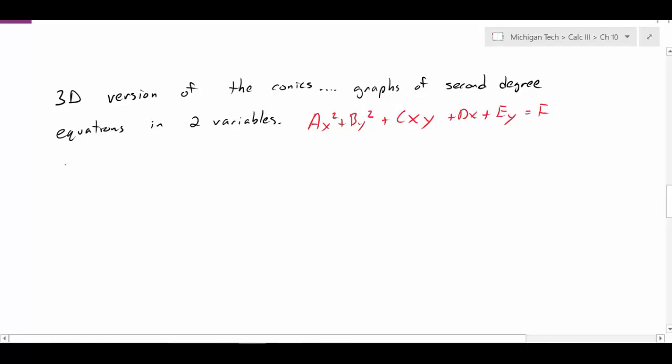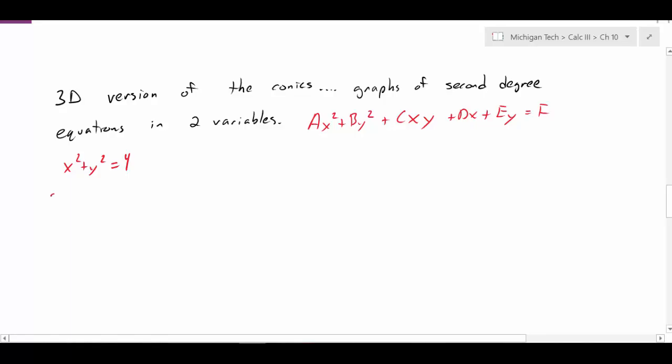So some examples would be x squared plus y squared equals 4. That matches this form. This is when a is 1, b is 1, and c, d, e are 0, and f is 4. So it fits this family. And of course, we know that to be a circle of radius 2.